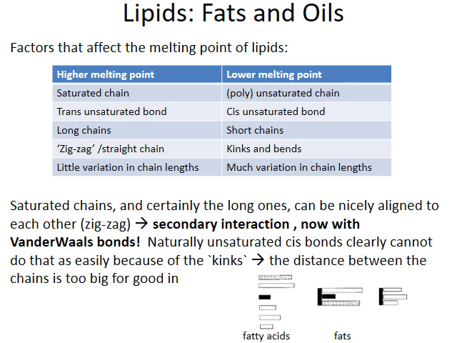Now, when we have an oil, for example olive oil, you will know, because it's liquid, that there is a high probability of polyunsaturated cis bonds, shorter chains, a lot of kinks and bends, and maybe much variation in chain lengths. So now you know where the phase status, liquid, gas, or solid, is derived from with lipids.